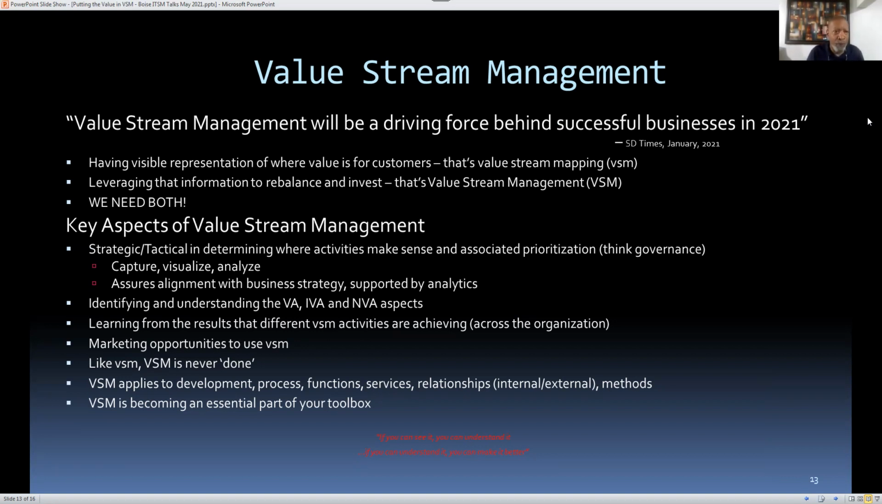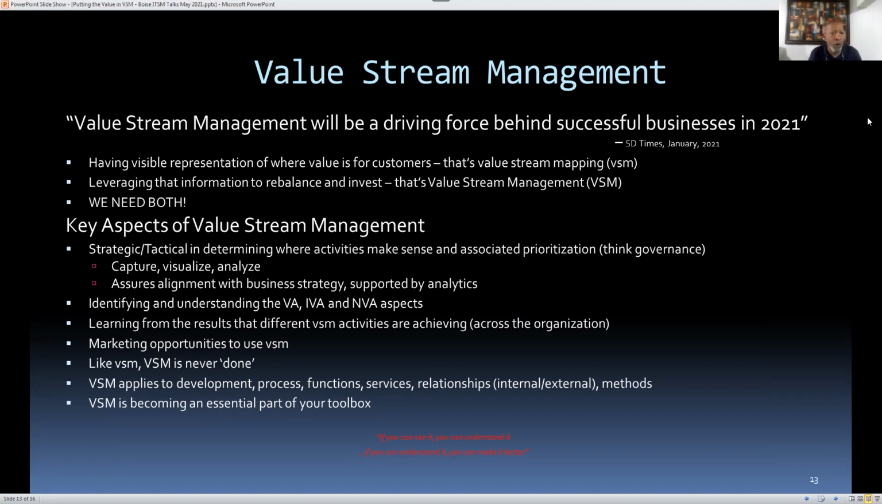Look at my first bullet point, having visible representation of where value is for customers. That's the value stream mapping. And notice that I put it in little letters. Leveraging that information to rebalance and invest, that's value stream management in big letters. And what did I say there? You need both. So as soon as Jeff called out on an earlier slide, strategic, you should be thinking leadership and you should be thinking governance.